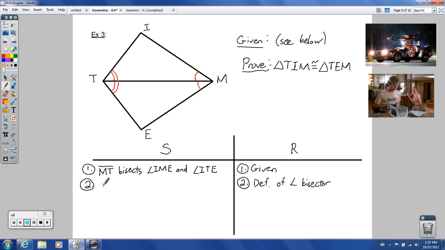And so let's write down the appropriate things here. Can I use just one letter? No, I've got multiple angles starting out at M. So I would say something like this. Angle IMT is congruent to angle EMT. And I could also say over here, this one, angle ITM is congruent to angle ETM. Both of those being by the definition of angle bisector.